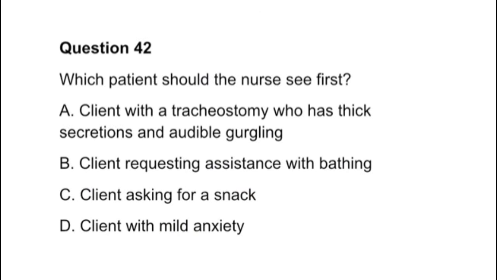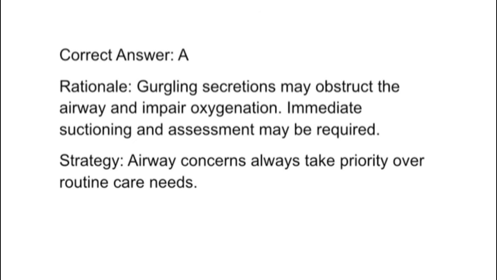Question 42. Which patient should the nurse see first? A. Client with a tracheostomy who has thick secretions and audible gurgling. B. Client requesting assistance with bathing. C. Client asking for a snack. D. Client with mild anxiety. Correct answer: A. Rationale: gurgling secretions may obstruct the airway and impair oxygenation. Immediate suctioning and assessment may be required. Strategy: airway concerns always take priority over routine care needs.